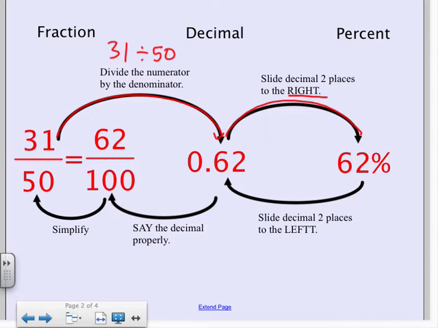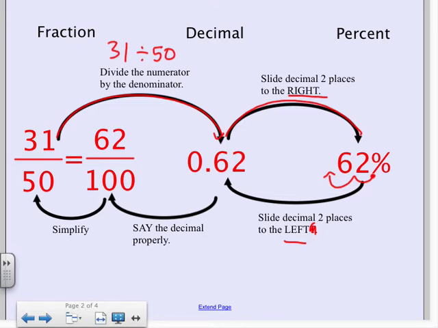Going the other direction, we've got 62%, which some people say you could easily make a fraction because it's out of 100. But not so easy if it was, say, 62.5. So it's good to know how to make it a decimal first. 62% has its decimal point right here. So you just go back the other way and slide two places to the left. And it becomes 0.62 again as a decimal.